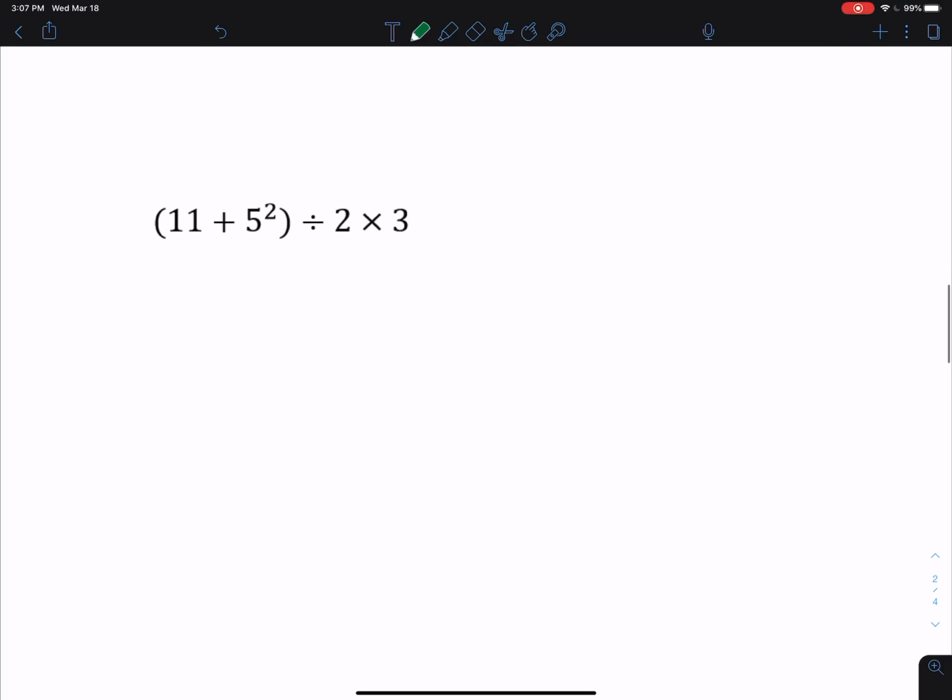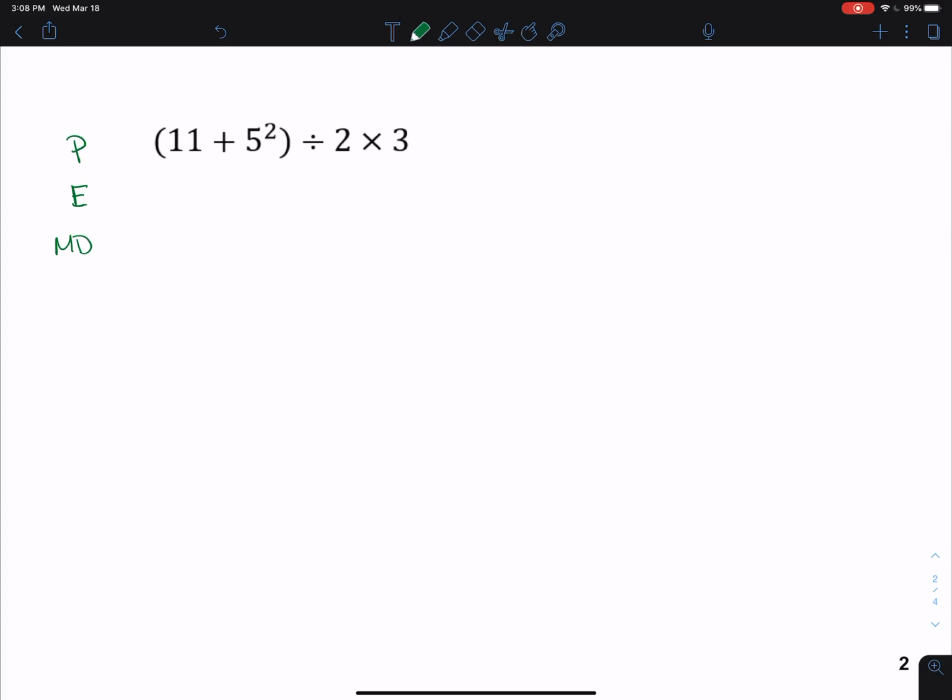Let's look at another example. We have parentheses, 11 plus 5 squared, close those parentheses, divided by 2 times 3. So I'm going to start out with my order of operations, PEMDAS, or please excuse my dear Aunt Sally. Now the P stands for parentheses, and we have parentheses here. So inside those parentheses, we have two operations, addition and exponents. So if I look, exponents come before addition. So inside those parentheses, I'm going to do the exponents first.